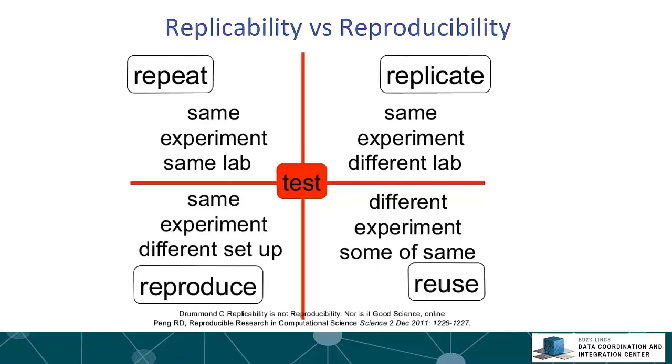Repeat means the same experiment done in the same laboratory, often by the same individual, exactly the same way. So repeat simply means doing exactly the same thing in exactly the same way multiple times and getting the same results. Replicate means to do the same experiment but in a different laboratory. So it refers to the fact that somebody else can do the same exact experiment. Reproduce refers to the same experiment but in a different setup. So that would be different instrumentation, different laboratory, different individual, different reagents, or at least different reagent batches.